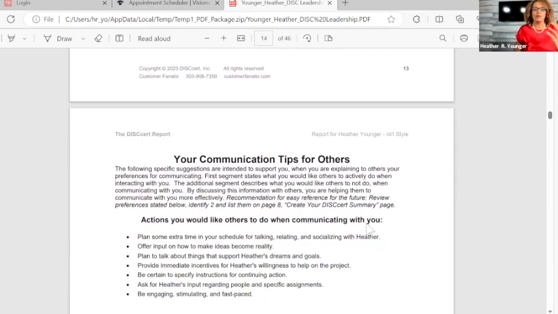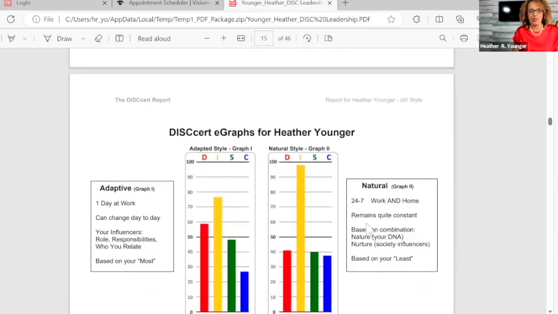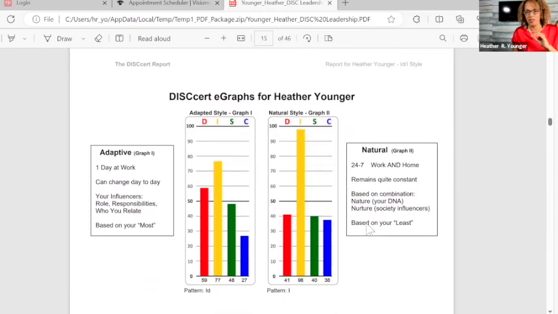Then I love these pages because it talks about your communication tips for others. And my favorite, after this adaptive graph, I'm going to show you my favorite slide. It's a favorite part of the report that will show you kind of an action planning tool for you to utilize in order to say, how do I communicate with this type of preference? How do I interact with this type of preference? And it gives you an actual plan to go do that.